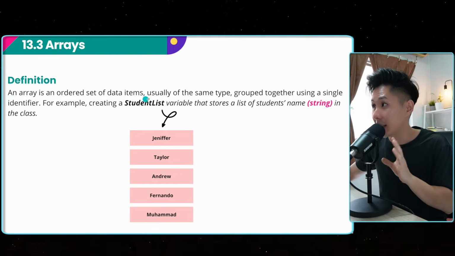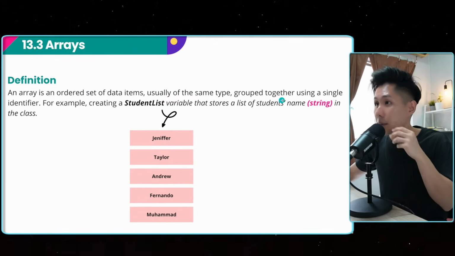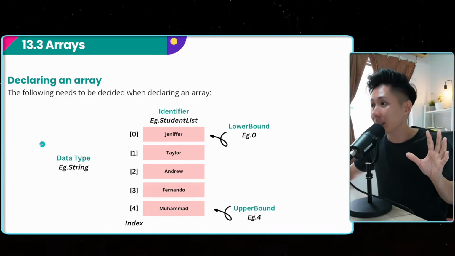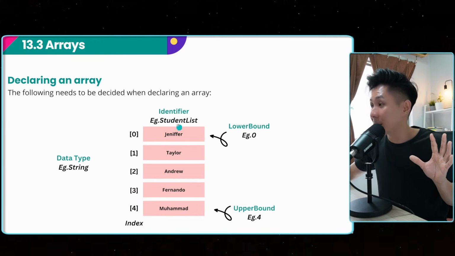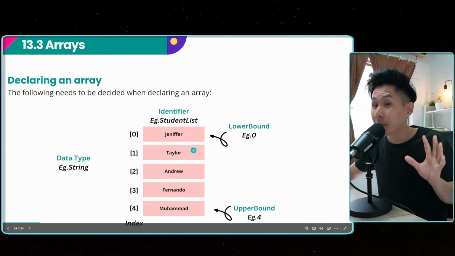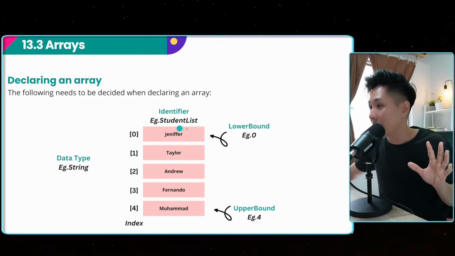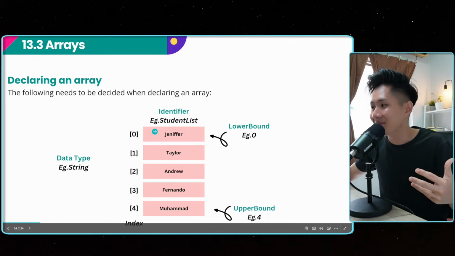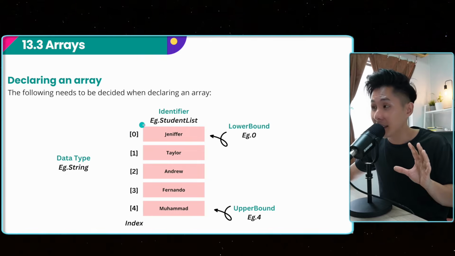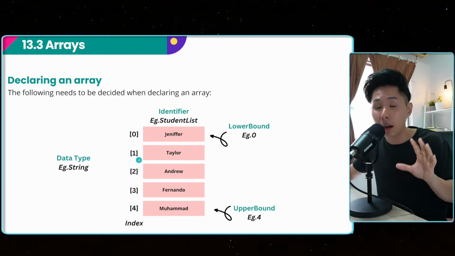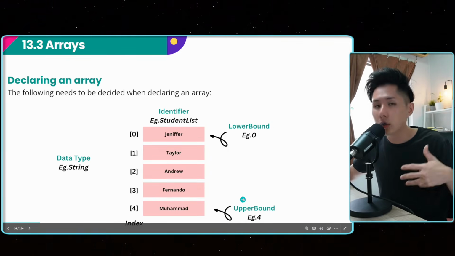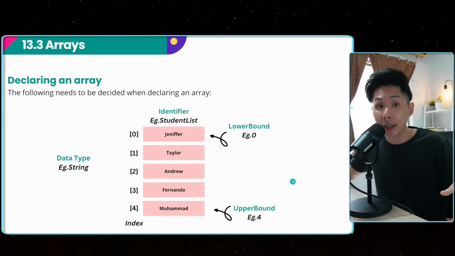It's an ordered set of data items, usually of the same type, grouped together using a single identifier, using a single name. So for example, I have this array called student list. That's the identifier. And within this identifier, I have multiple items in it. And these are all the names that are in the class. And what you need to know about array is that there is an index to specify the location of where the item is in the array. And there's also a lower bound and upper bound, which determines how big the array is.